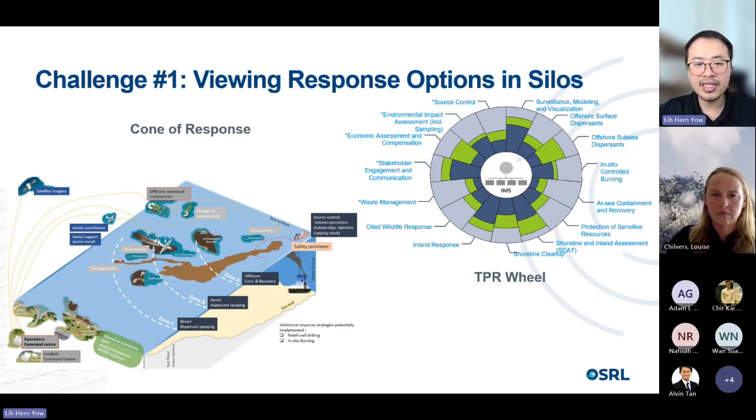A very good example of how these different response options could be implemented in a way that complements each other will be the cone of response on the left. So on a typical response, all the response options in your TRP views should complement each other in order to achieve the objective of minimizing the impact of the spill. So wildlife response should also be part of a cone of response, which is what we do not see right now usually.